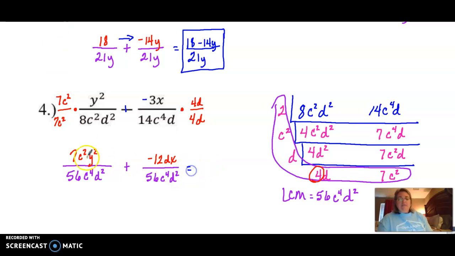When we add straight across the top, we cannot collect those because they're different. So we're going to have 7c squared y squared minus 12dx over 56 c to the fourth d squared. Okay?